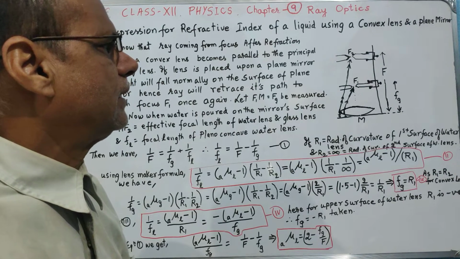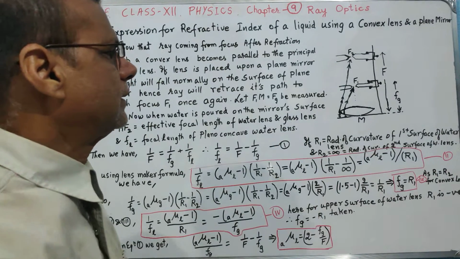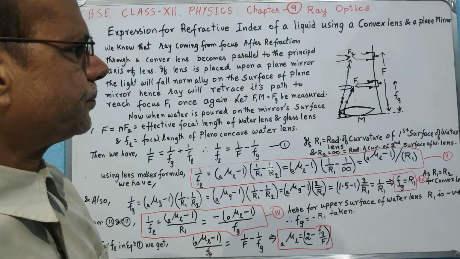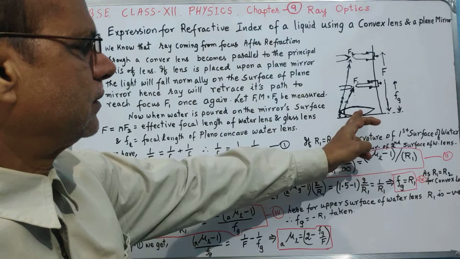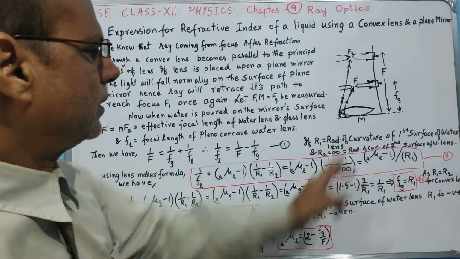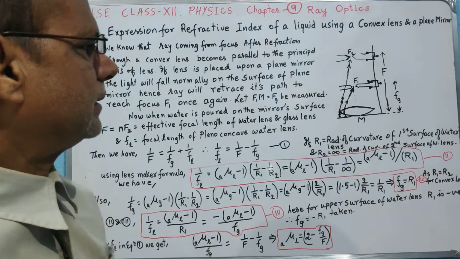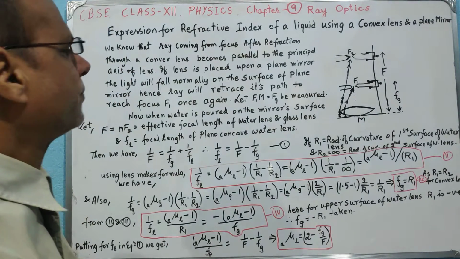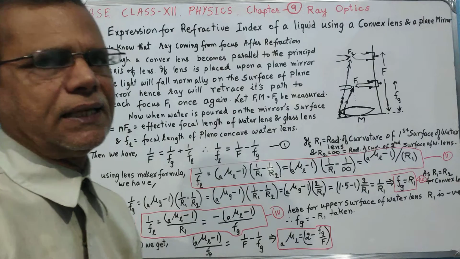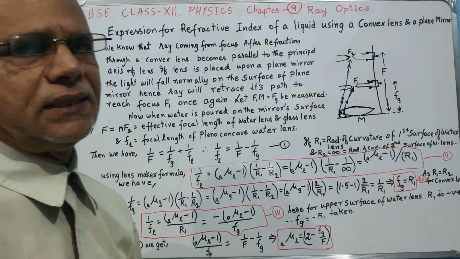That's it. That height we will measure, and that will give us the focal length of the plane mirror, the focal length of the convex lens. How can we say this? Here you see there is a basic concept that light retraces its path.